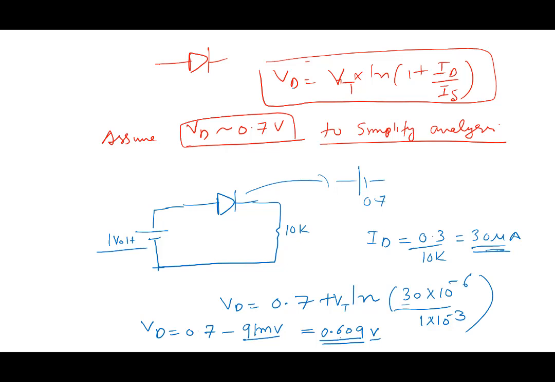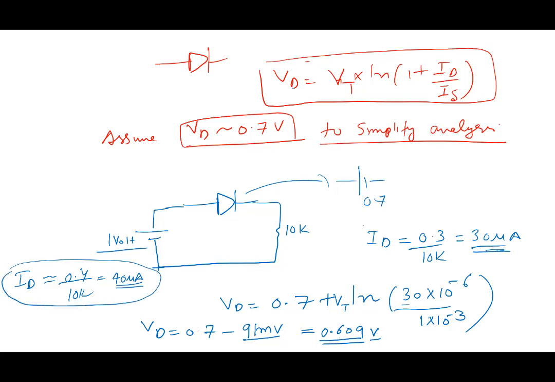So 0.609. Now suppose I use 0.6 here. Suppose I don't use the 0.7 model here. My next iteration is about 0.6. So what value of current will I get? If I use 0.6, I will get ID equal to 0.4 divided by 10K, which is 40 microamperes. Now I can do one more iteration. From 40 microamperes I can recalculate VD, but going from 30 to 40, VD will not change much. So actual current is around 40 microamperes.